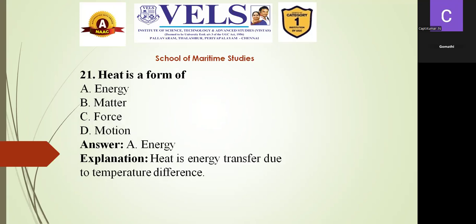Next question is: heat is a form of option A energy, option B matter, option C force, option D motion. Heat is a form of energy. It is transferred through three methods: conduction, convection, and then radiation. Heat is thermal energy which is transferred due to the temperature difference.